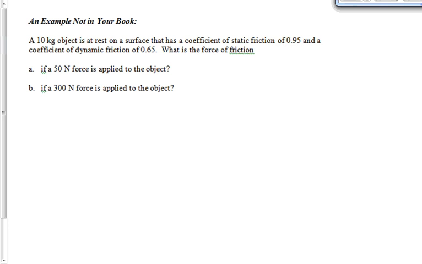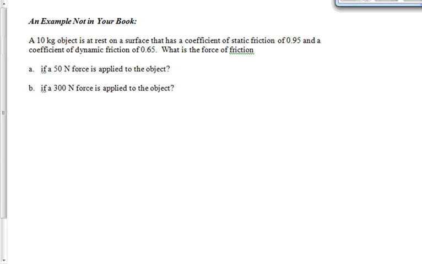Here's the example. A 10-kilogram object is at rest on a surface that has a coefficient of static friction of 0.95 and dynamic or kinetic friction of 0.65. What's the force of friction? A, if a 50 newton force is applied to the object, and B, if a 300 newton force is applied to the object.